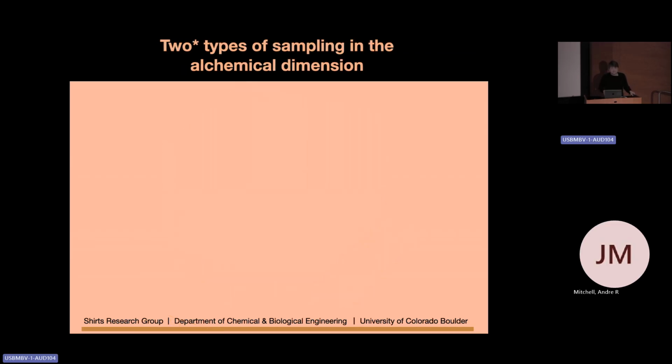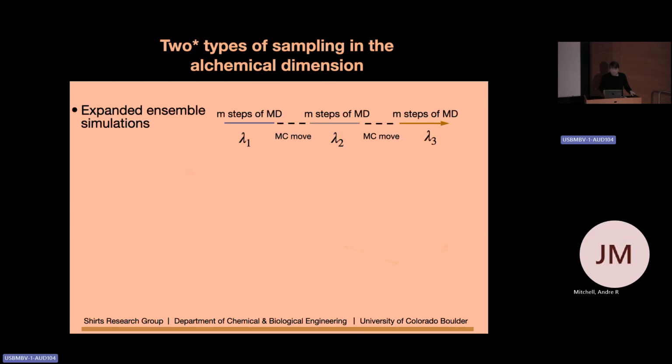There's a couple different types of sampling you can do in the alchemical dimension. One that we've been playing around a lot with is expanded ensemble simulation, where within the same simulation, you can visit different alchemical states. You do MD for a while, then you do a Monte Carlo move, you reduce your Lennard-Jones interaction parameters, keep going, and you carry out this process so it samples over time all of the lambda states and sampling through configuration space. So your probability distribution is proportional to this.